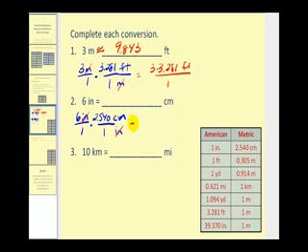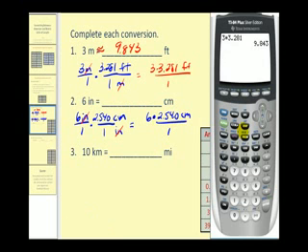This is very similar to number 1. So our numerator is going to be 6 times 2.540 centimeters all over 1. Let's go ahead and evaluate this on the calculator. 6 times 2.540. So we can say that 6 inches is approximately equal to 15.24 centimeters.